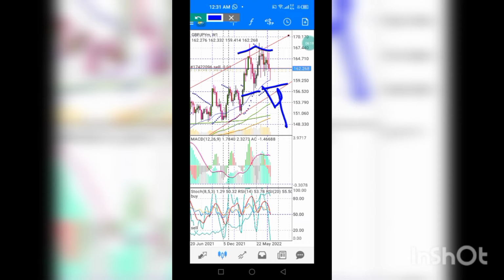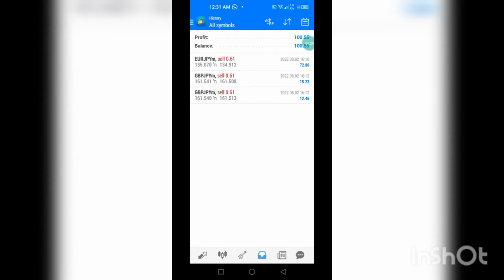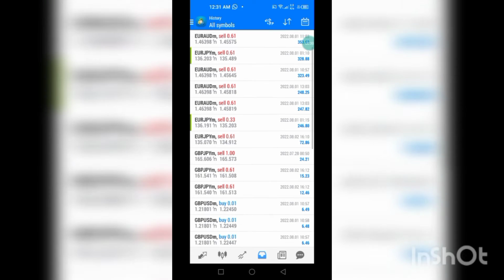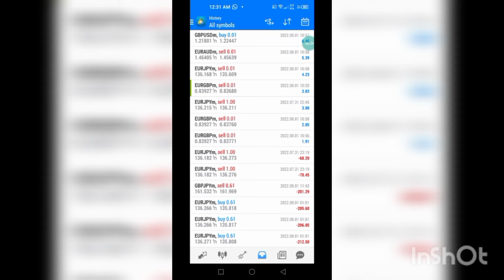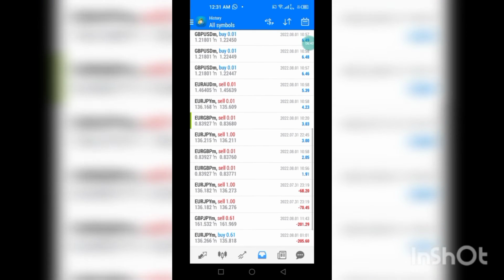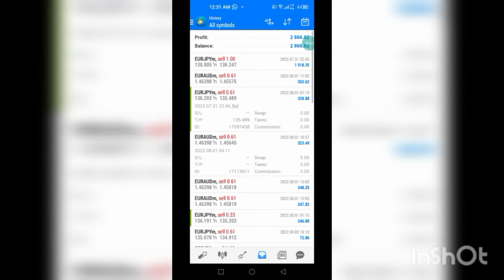Okay, so let's zoom in on this chart. As you can see, we are clearly in an upward trend. As you can see, guys, right here, okay, this is it. This is this week's profit.